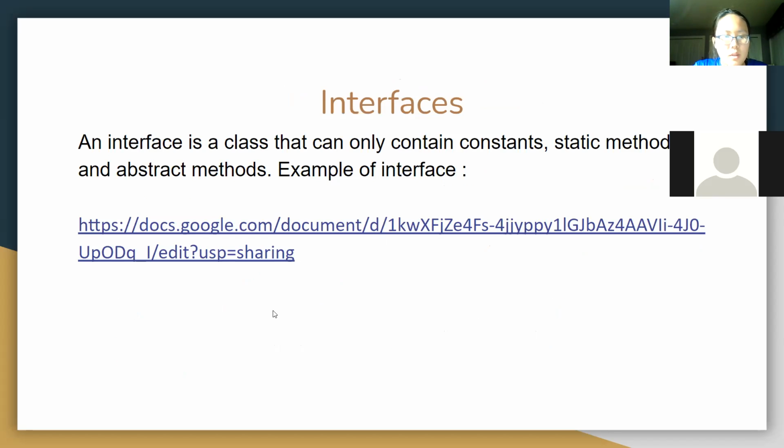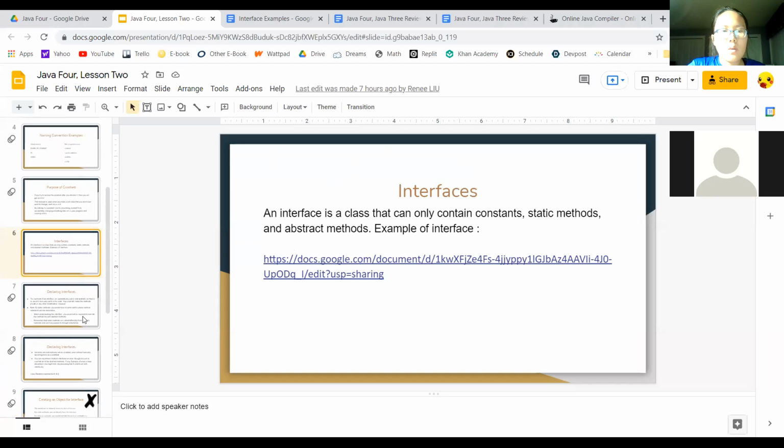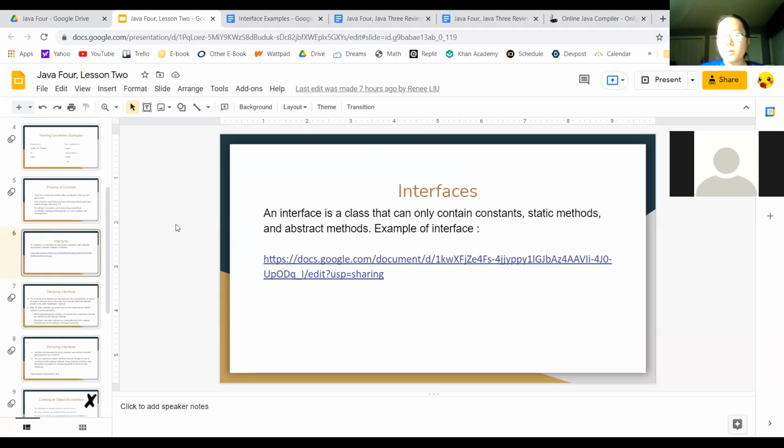Okie doke. So now we're getting to a part where we're looking at code examples. An interface is a class that can only contain constants, static methods, and abstract methods. So we're switching to a sort of different topic now, but it's still related to constants in a way. Something I want you to know is that I sometimes like to think of interfaces as very similar to abstract classes, in that they can contain abstract methods, and they're also kind of like a template for other classes to base their own classes off of.